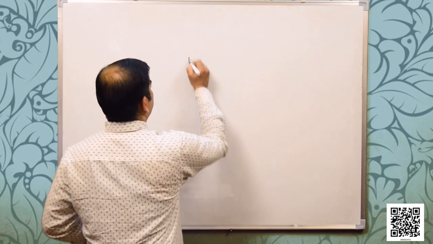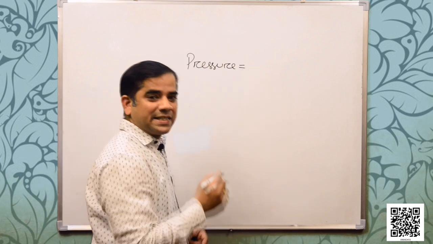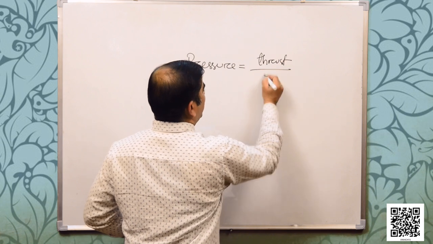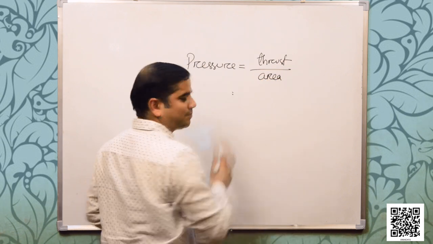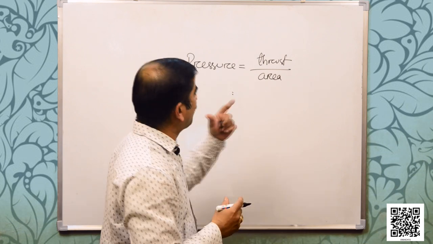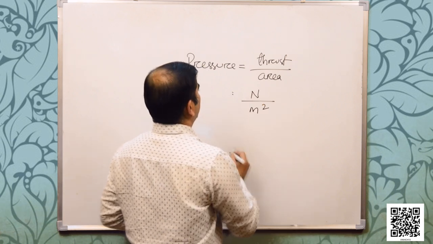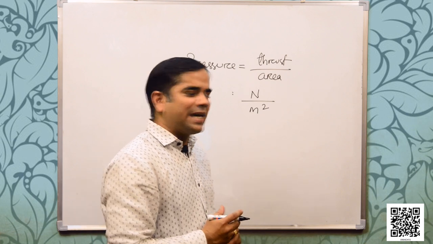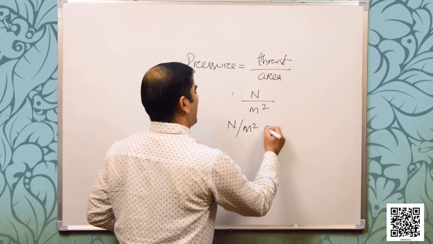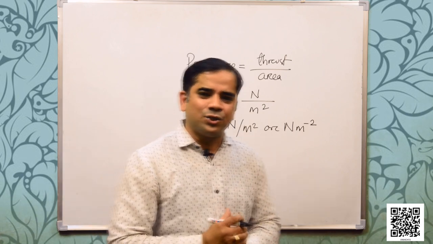So, pressure is equal to thrust per unit area. Okay, so thrust is nothing but one kind of force. So the SI unit of force is Newton, and that of area is meter square. So what is the SI unit of pressure? It is Newton per meter square, or you can write Newton meter to the power minus 2.